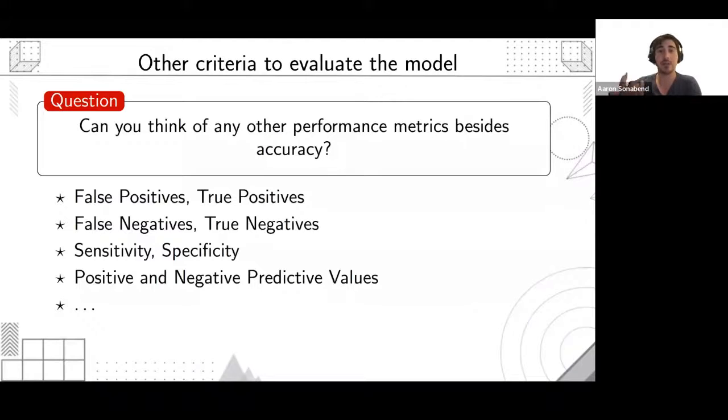So true positives and true negatives go towards accuracy, and false positives and false negatives are just errors made by the model, okay? And with those four, we can construct metrics such as sensitivity, specificity, positive and negative predictive values, and others, which we'll see.